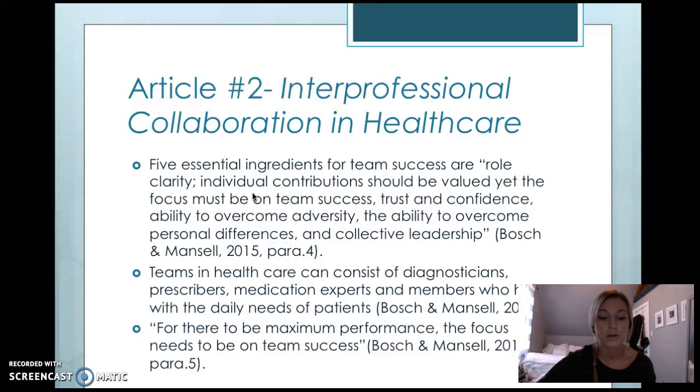This article also wanted to emphasize that although it is important to understand your role, it's also very important to work together and help each other out when necessary. For there to be maximum performance, the focus needs to be on team success.